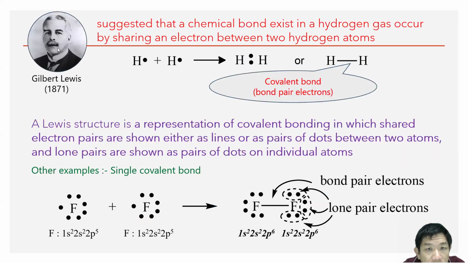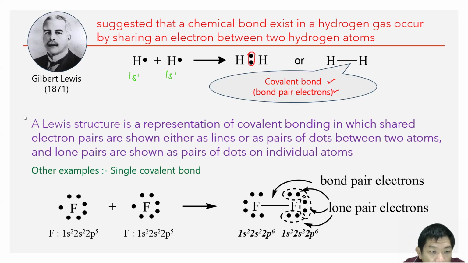Okay, so Gilbert Lewis suggested that the chemical bond in hydrogen gas occurs by sharing the electrons between the two hydrogen atoms. Hydrogen has the valence electron of 1s1. In order to achieve a duplet arrangement, each hydrogen atom needs to accept or donate electrons. Since neither wants to lose electrons, they share the electrons between the two hydrogens. This sharing is known as a covalent bond, and the electron pair shared between the two atoms is known as a bond pair of electrons.